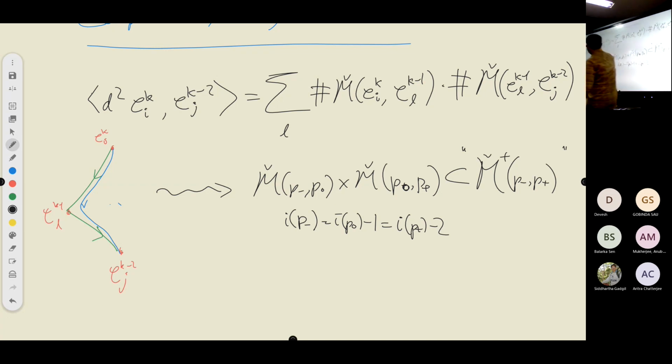Because notice that if we keep taking this blue curve closer and closer like this, then in some sense it converges to this broken trajectory. But this broken trajectory itself is not in the space of trajectories. So that tells us that this moduli space, notice that it's without the plus sign, which is supposed to denote the compactification, is a manifold of dimension plus 1.